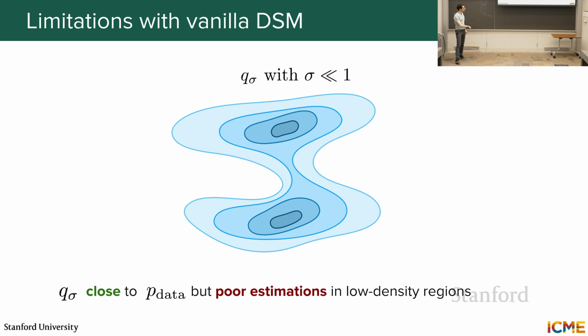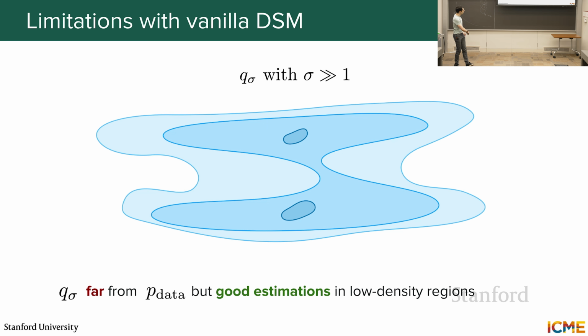If you have too little noise, then it's good. What you're trying to learn is very close to what you actually want to learn, which is the score of the true data distribution. But the problem is you do not have good estimates in low density regions. But at the same time, if you have too high of a noise, well, the distribution now is too different from the true data distribution, but you now can have good estimations. So it's a little bit like the bias variance trade-off in a sense. You just don't have both at the same time in this case, which is making the situation complicated.